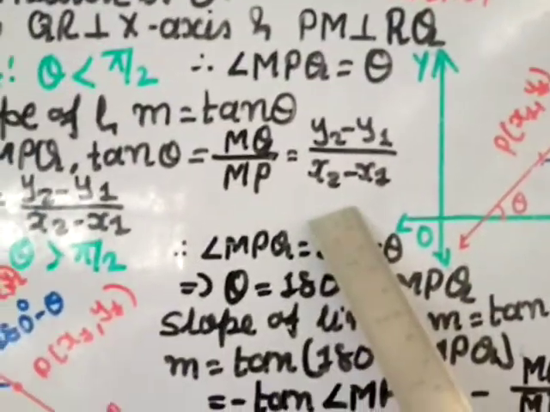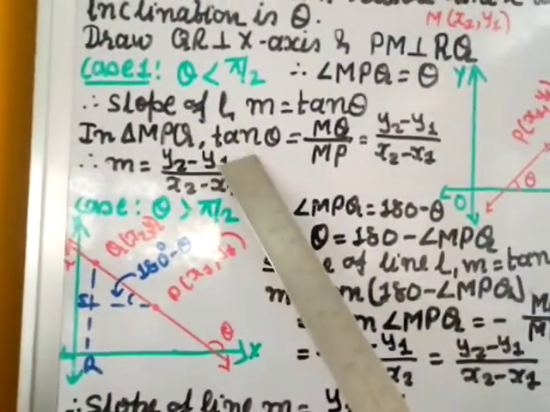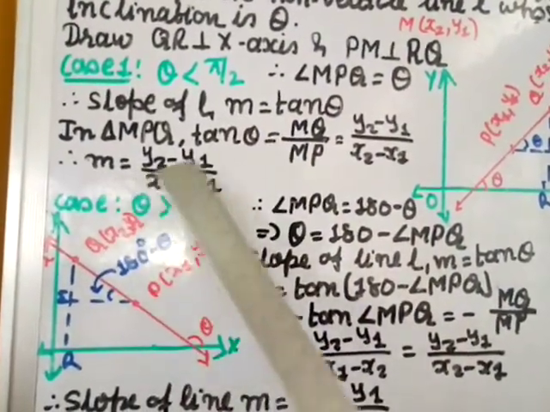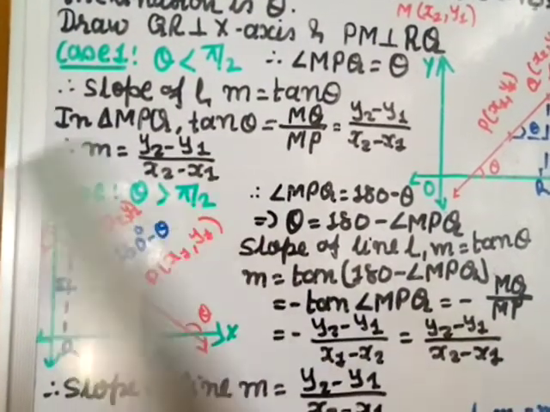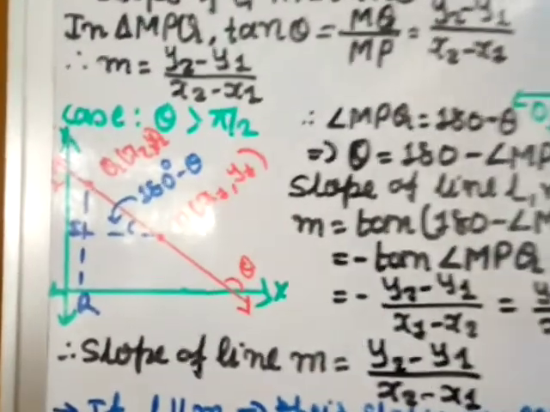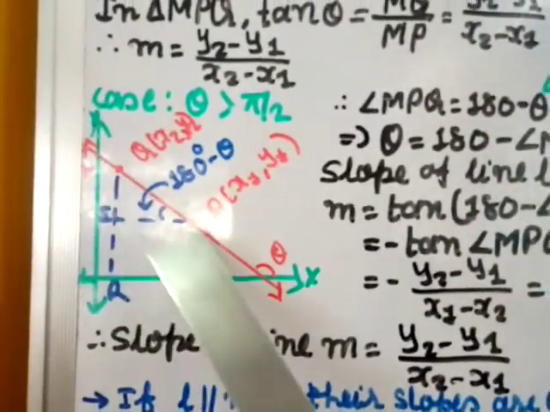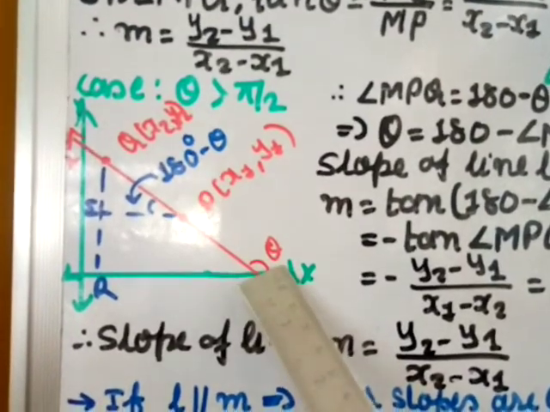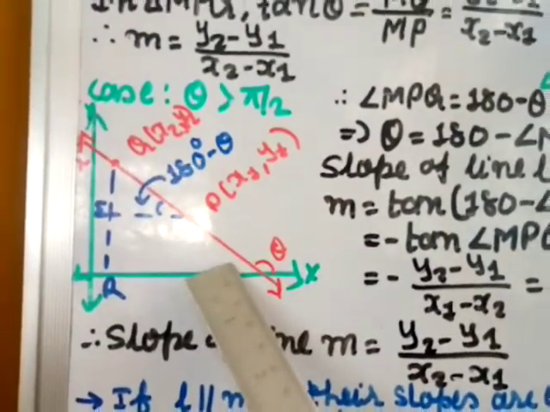Okay, so I write here x2 minus x1. So this tan theta is nothing but m by definition. So m equal to y2 minus y1 divided by x2 minus x1. Now when theta is greater than 90, that is greater than pi by 2. So this is the line L, and this is theta which is greater than 90. If this is theta, then this will be 180 minus theta.